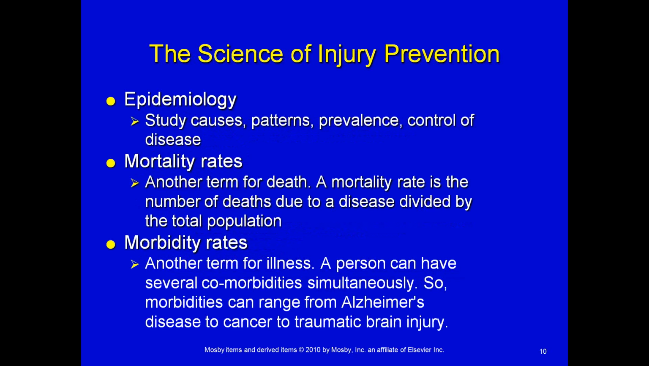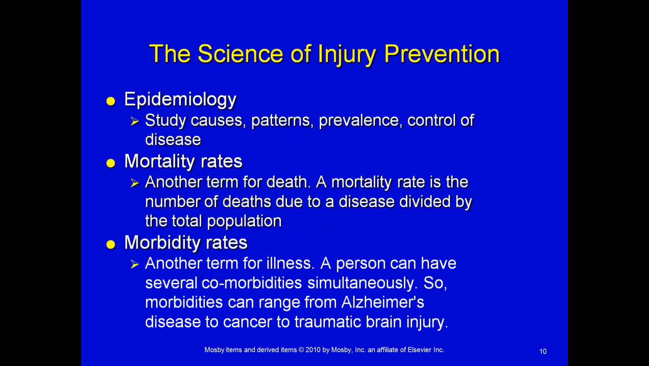Epidemiology is the study of causes, patterns, prevalence, and control of disease. Mortality rates is just another term for death. A mortality rate is the number of deaths due to a particular disease or a particular injury divided by the total population. So you could get 10 in 10,000 as the mortality rate, meaning that for every 10,000 people, 10 people can get this disease or can die from trauma.